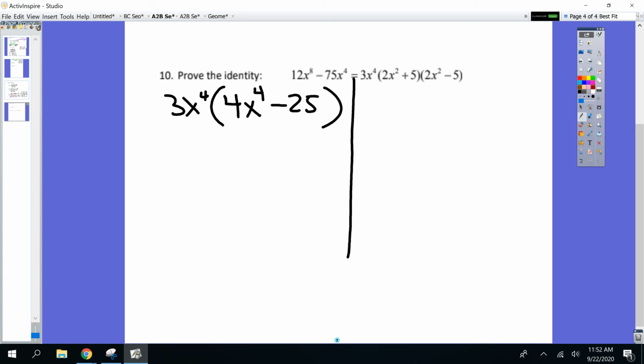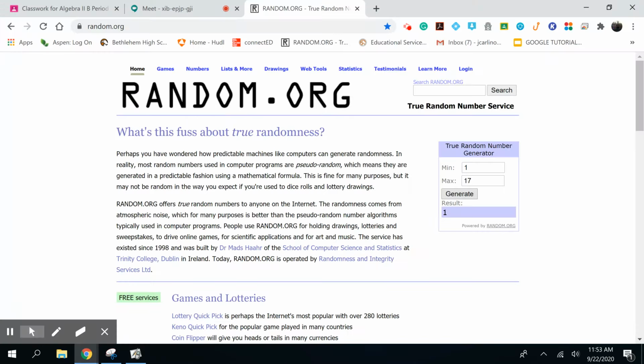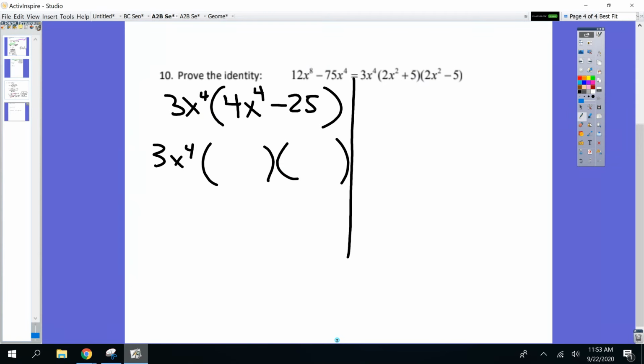Okay, everybody good? Does it look like the right side yet? Okay, that means you have to keep going to make sure it looks like the right side. So 3x to the 4th. Anybody see 4, 25? We're talking perfect squares here, aren't we? Difference of two perfect squares. All right, let's finish this off, Dan. How do you take care of 4x squared?